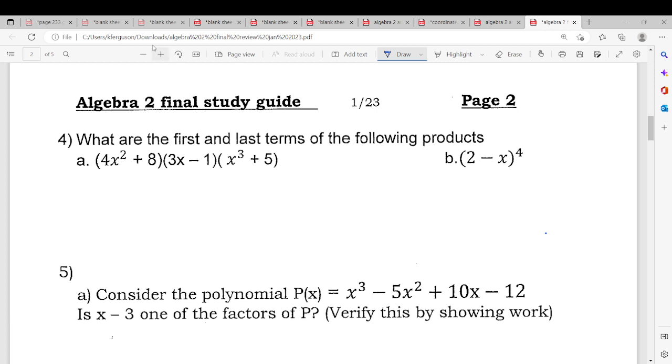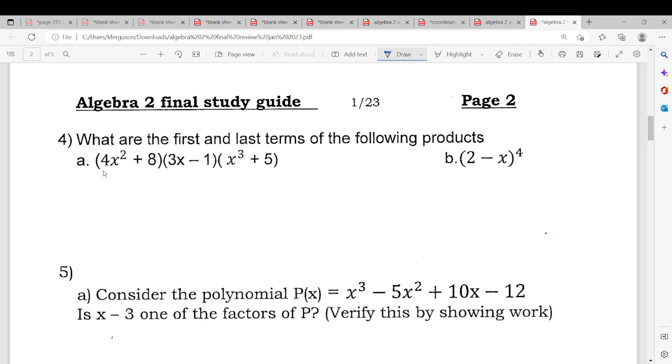All right. What are the first and last terms of the following? If you think about writing a polynomial in standard form, the first term is the term with the highest exponent. And then the last term is the term with no variables. It's just a number, it's a constant.